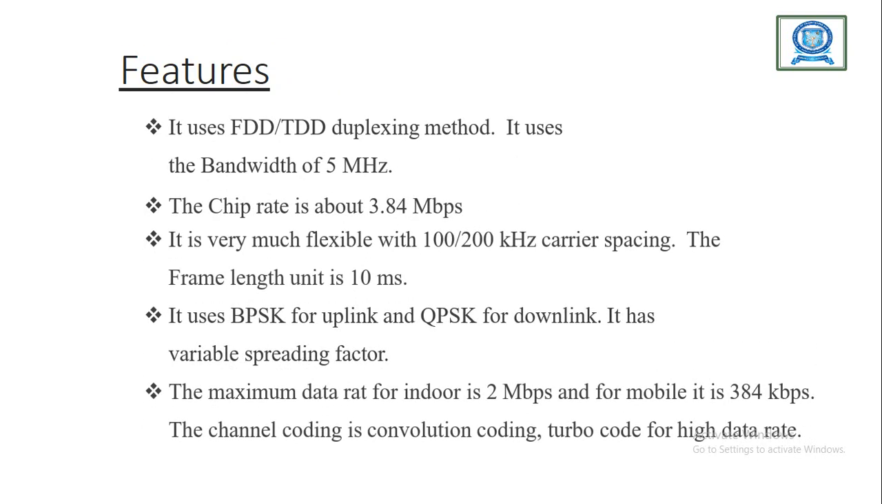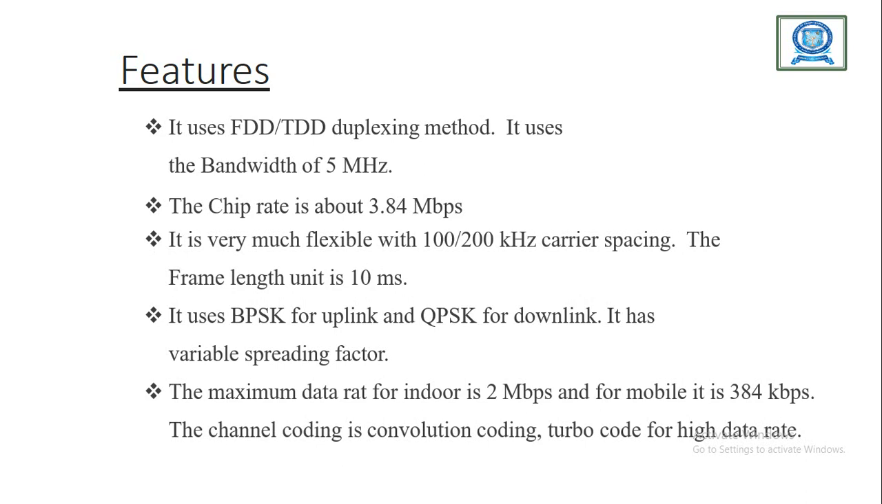Features. It uses the FDD and TDD multiplexing method. FDD means frequency division duplex and TDD means time division duplex. It uses the maximum bandwidth of 5 MHz. The chip rate is 3.84 megachips per second and it is very flexible with 100 to 200 kHz carrier spacing. The frame length is 10 milliseconds.